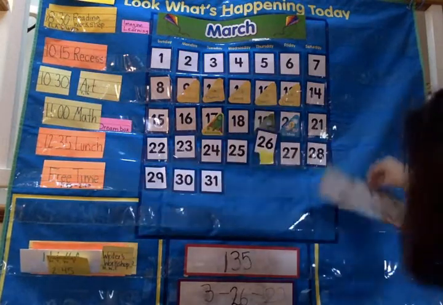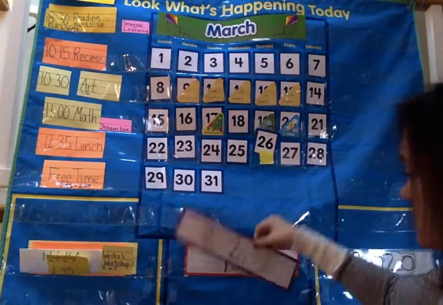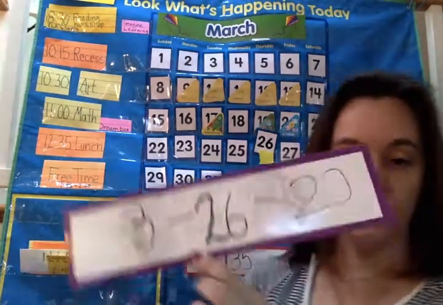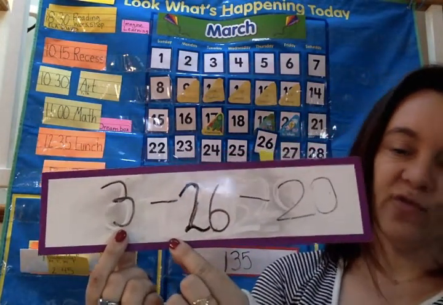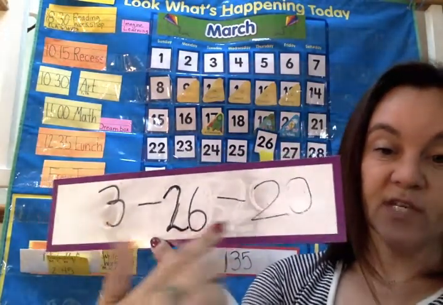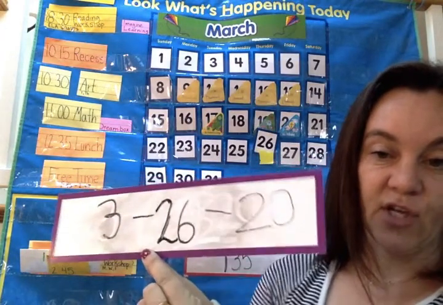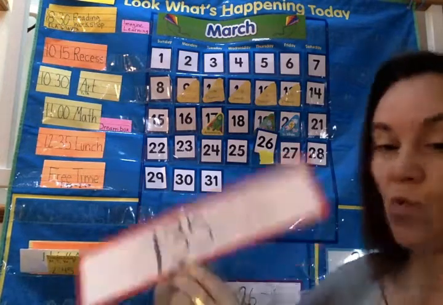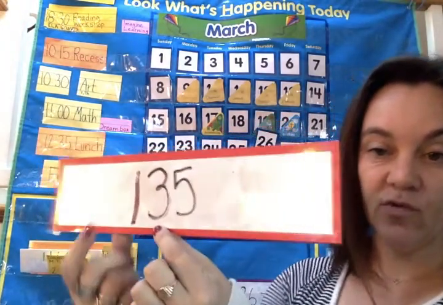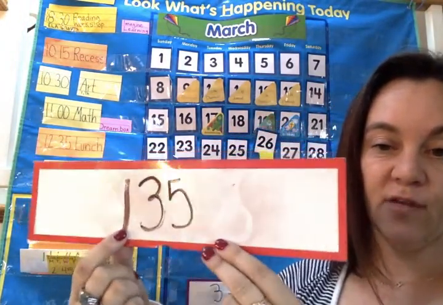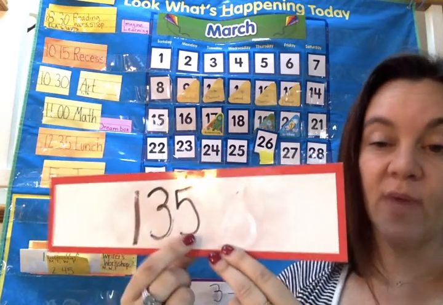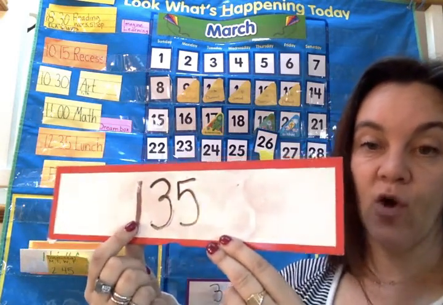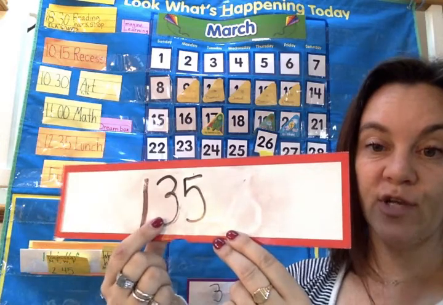2020. Now, if we were going to write this with numbers, like we do, we have the 3 for March, the 26 for the day, and the 20 for the year. And today is the 135th day of school. So there's a 1 in the hundreds column, a 3 in the tens column, and a 5 in the ones column. So that's 100 plus 30 plus 5.